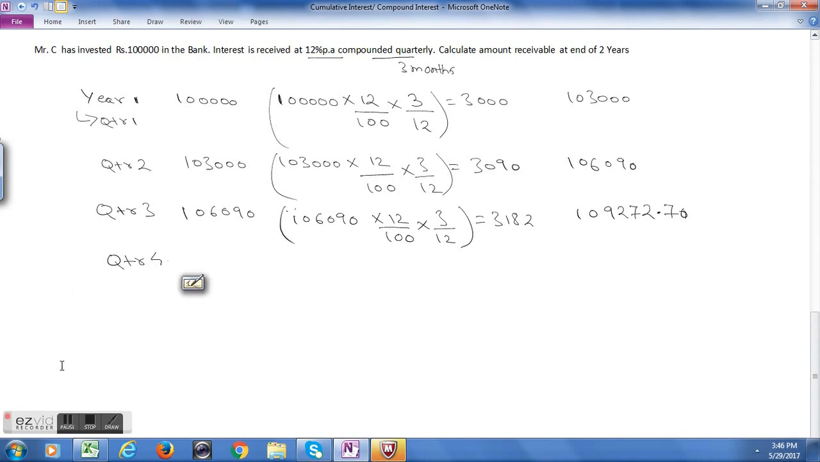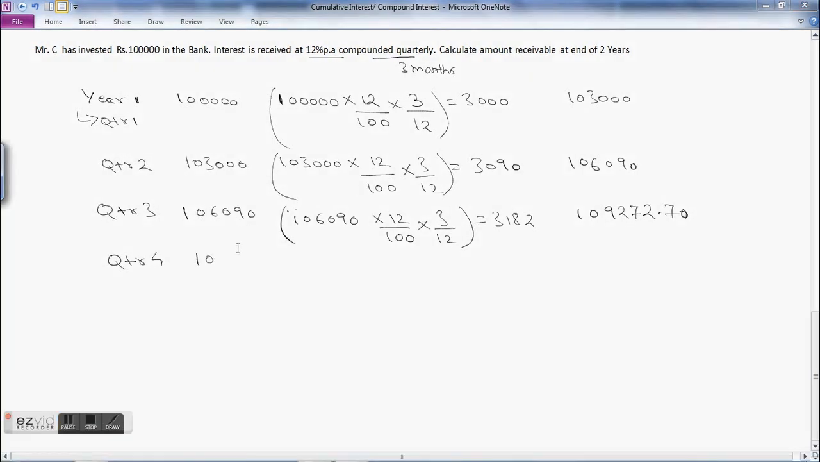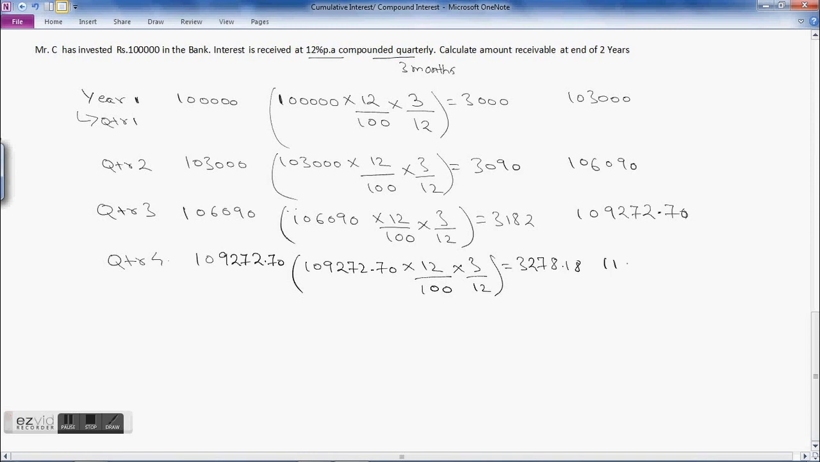Then quarter 4, the amount is 109,272.70. So interest received will be 109,272.70 into 12 by 100 into 3 by 12. That comes to 3278.18. So the total amount at the end of quarter 4 of year 1 is 112,550.88.